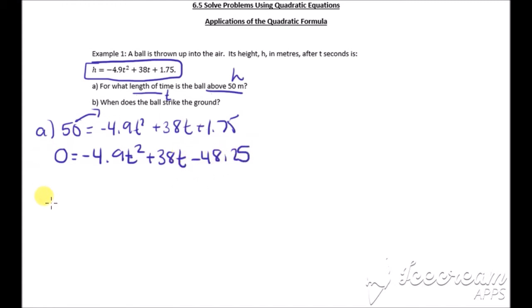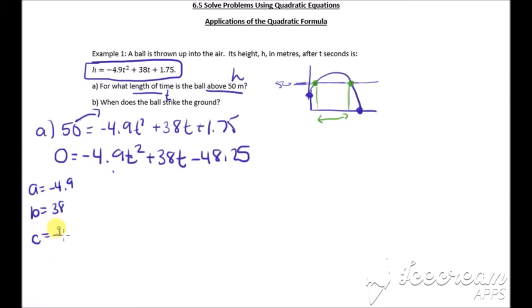Okay, so I'm going to go ahead and factor this using quadratic formula. We know that this ball is going to be released and it's going to hit the ground here, right? So we want to know what length of time is it above 50. Let's just say that we need to solve for these 2 points that are above 50, and then we need to find the difference between these 2 times. Okay, so let's say A is negative 4.9, B is 38, and C is negative 48.25.